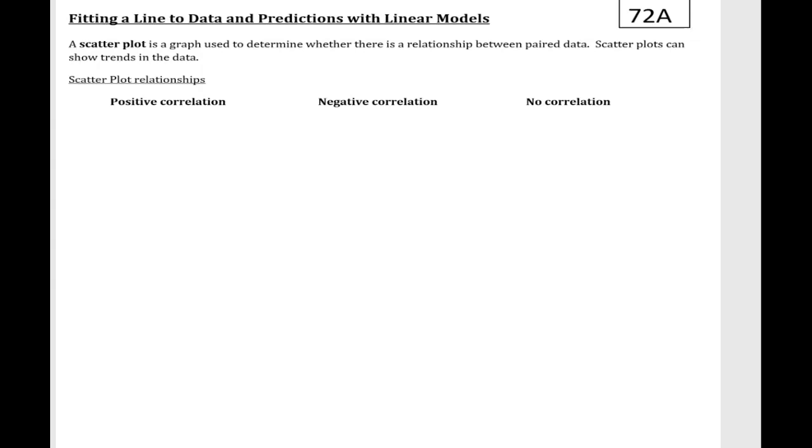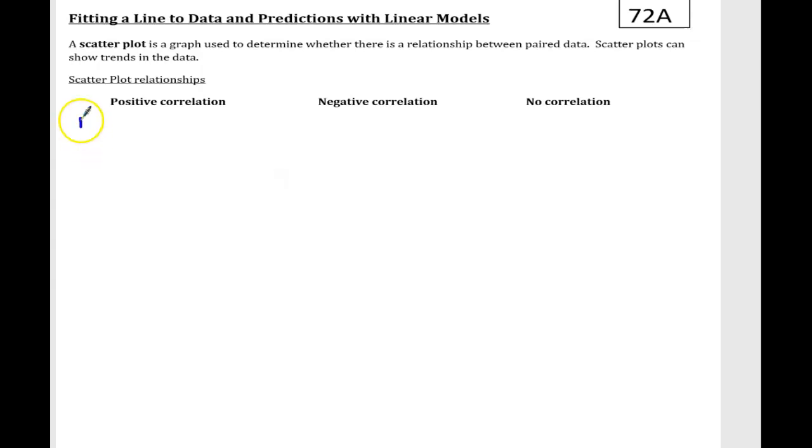So today we're going to talk about line of best fit and curve of best fit. But before we get into it, I want to start talking about a scatter plot. A scatter plot is a graph that's used to determine whether there's a relationship between the paired data. Scatter plots can show trends in the data.